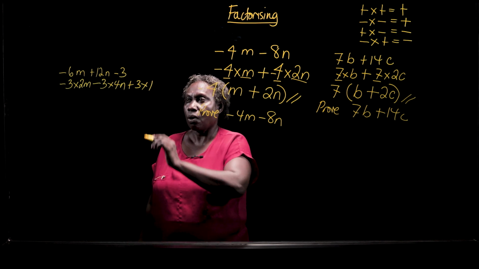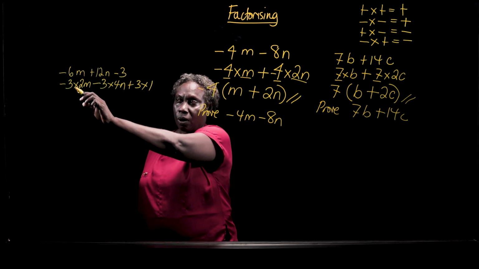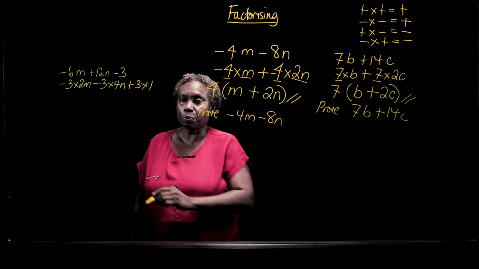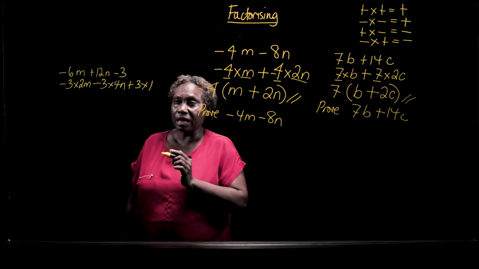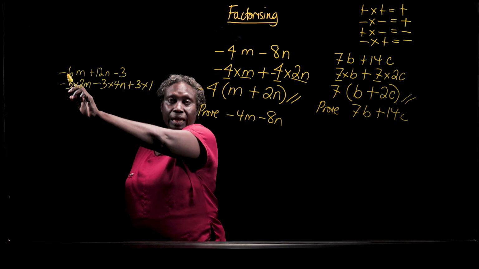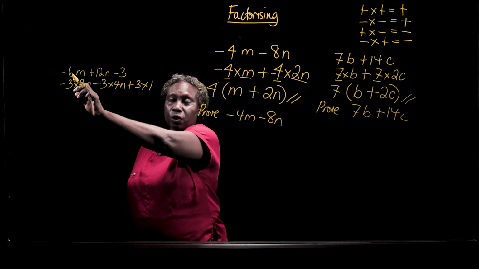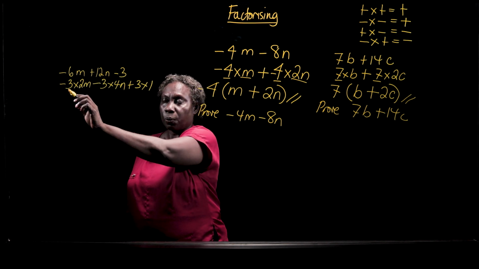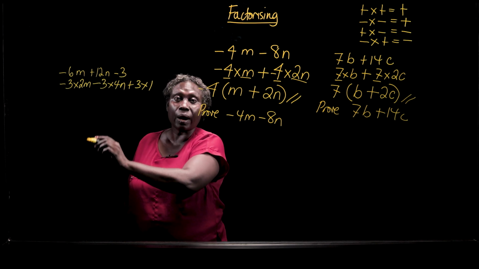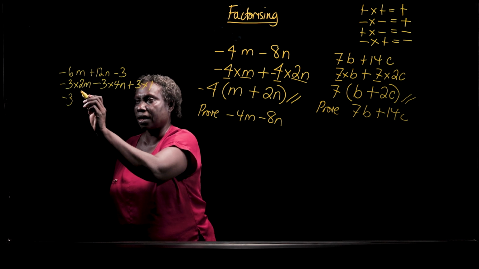Okay, now we are going to find the highest common factor. We already can see from the expressions that the highest common factor is 3. But it's going to be negative 3 because we cannot multiply 2n by positive 3 because it will not give us negative 6n. Therefore, we have to have negative 3 as our highest common factor. So, negative 3 comes outside.